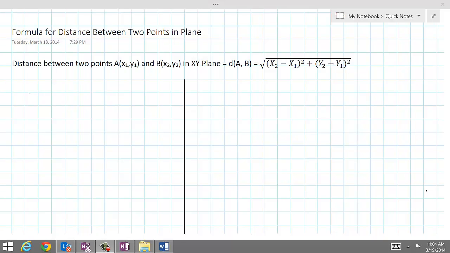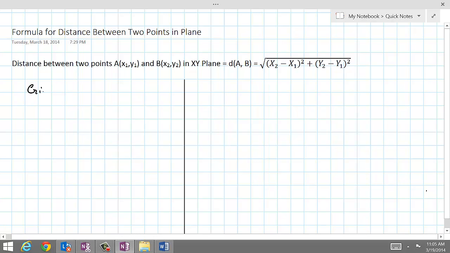In this lesson, we will derive the formula to measure the distance between 2 points A and B in the xy plane. Let's assume that the given points are A with coordinates x1, y1 and B with coordinates x2 and y2.